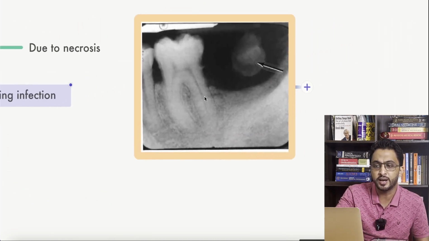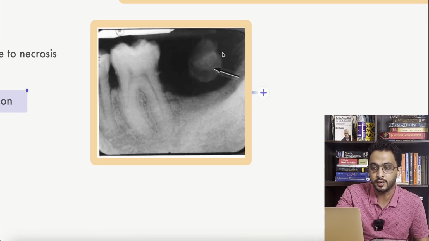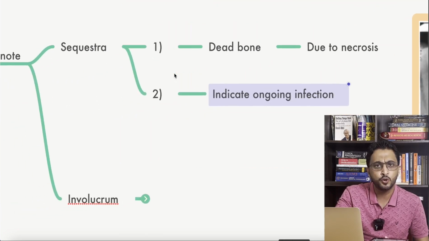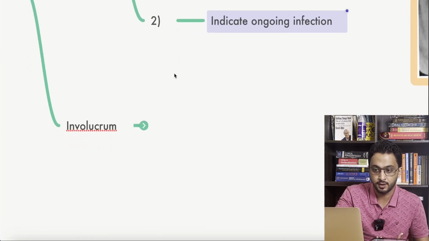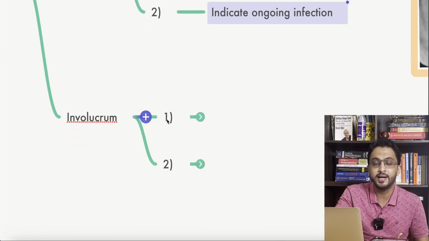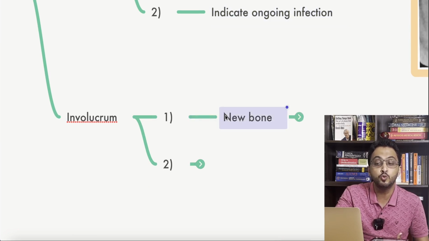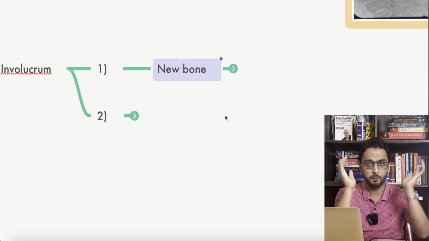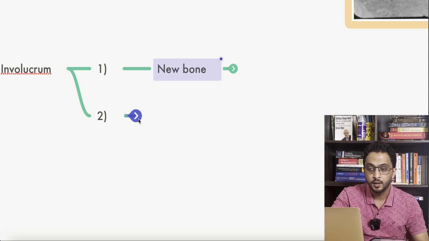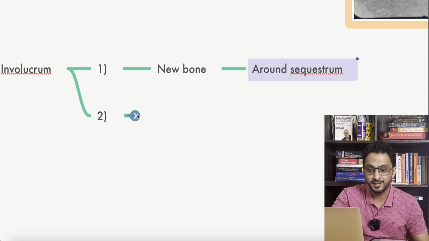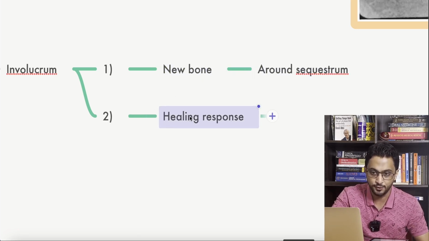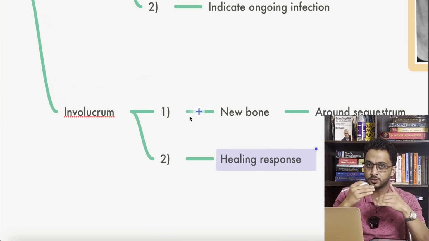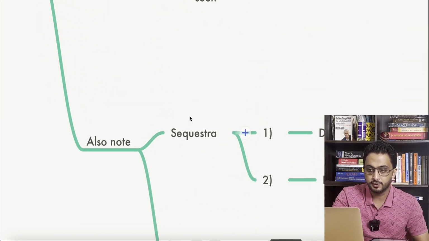If you take a radiograph, you see this kind of lesion, a kind of dead bone. You see that, okay, it's an ongoing infection. You have to treat it aggressively. Whereas involucrum is basically a new bone, not a dead bone. Around the sequestrum you form a new bone. That's called involucrum, and it indicates a healing process. If you have involucrum along with sequestrum, it shows a healing process. So it's a very important key point there.